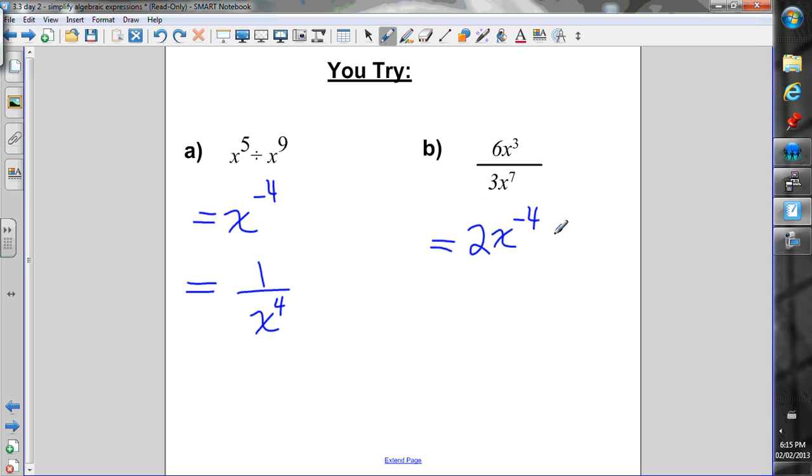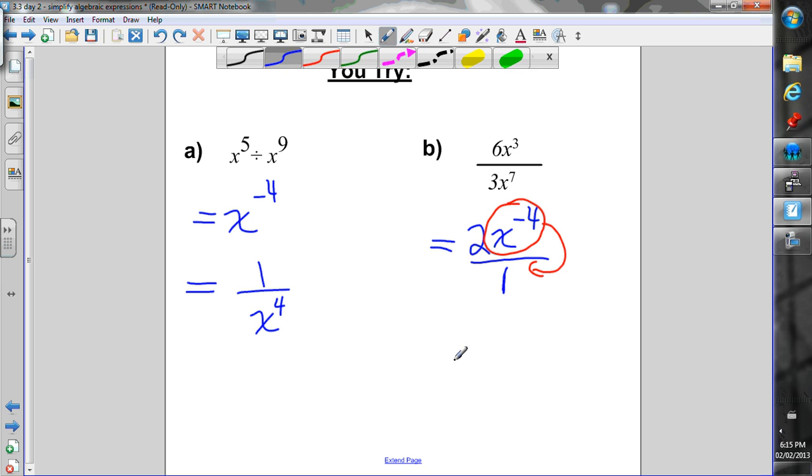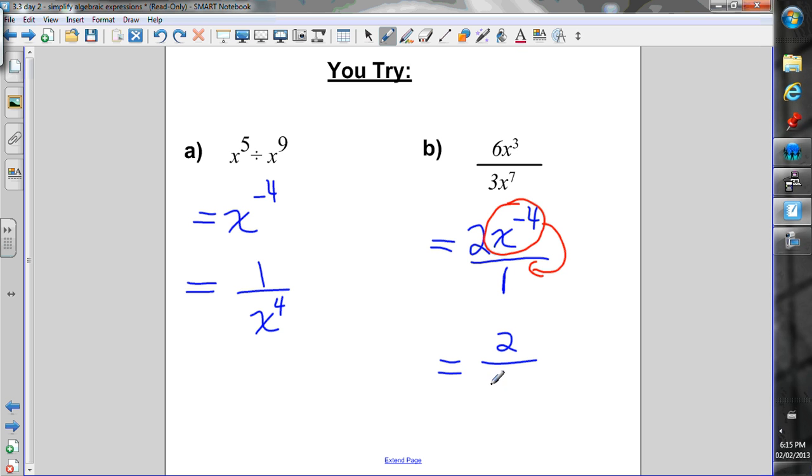But I can't have a negative exponent in my final answer, so I need to write it as the reciprocal with a positive exponent. You can think of it this way as well. Think of any number as being over 1. So what I want to do is take this x to the negative 4 and move it to the bottom of the fraction, and that'll change the sign on the exponent. Okay? So let's do that. This gives us 2 over x to the positive 4. Don't forget that 2 is still up top there. Okay?